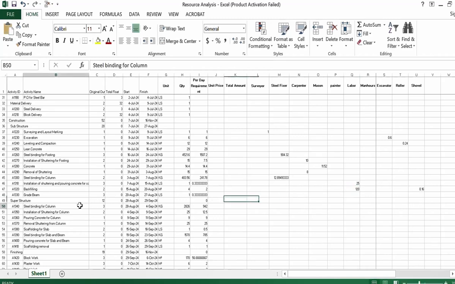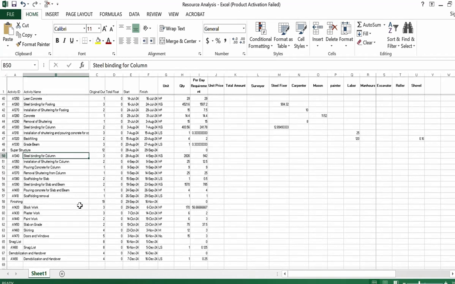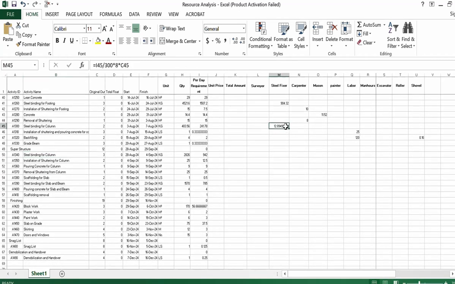Suppose steel binding for the columns: we will copy from here and paste it for the steel binding for column. So we can get the number of steel fixers and man hours for steel fixers by copying this activity to here. Automatically it will become.